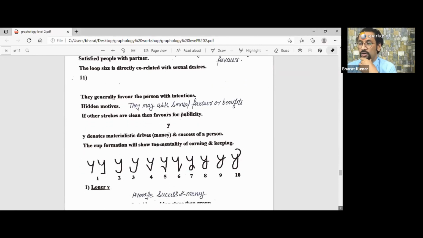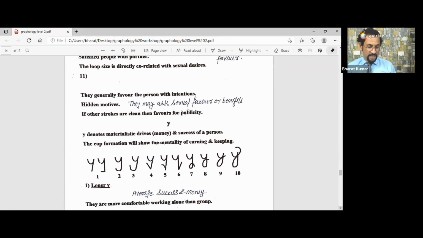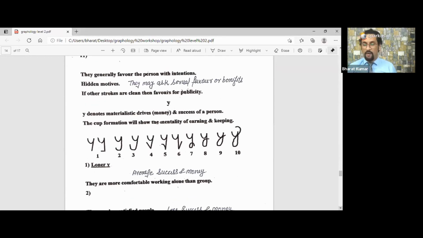Now Y, last alphabet. These alphabets are required to analyze handwriting. If you are able to analyze A, T, K, G and Y, meaning you have analyzed more than 70% of a person. Now, so Y denotes materialistic life, money, success of a person. So it is related with the materialistic life.